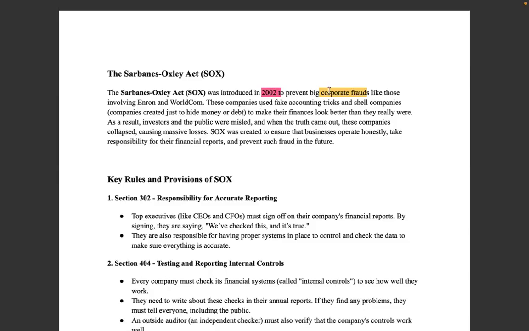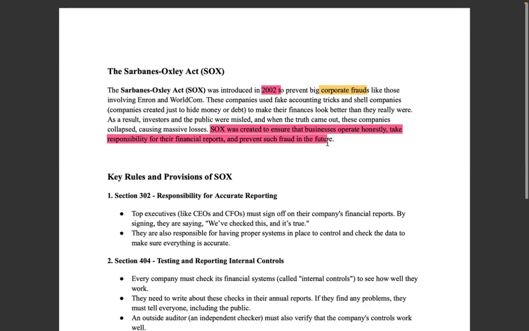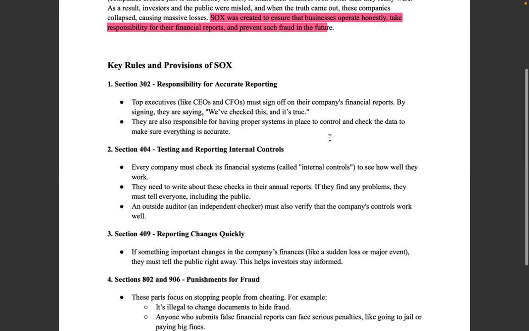So the act aims at preventing big corporate frauds like those involving Enron and WorldCom. These companies used fake accounting tricks and shell companies to make their financials look better than they really were. As a result, investors and the public were misled. And when the truth came out, these companies collapsed, causing massive losses. So Sarbanes-Oxley was created to ensure that businesses operate honestly, take responsibility, and prevent such frauds in the future.